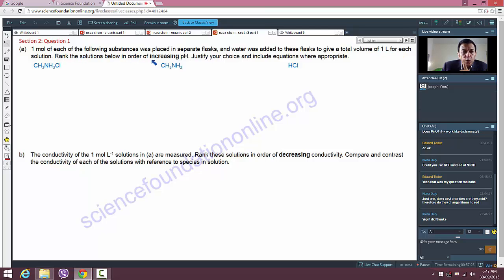Rank the solutions below in order of increasing pH. Now make sure you give it in the correct order. It's easy to do it all correctly, reason it out and give it in order of decreasing pH. They want it here in increasing pH. Justify your choice so you didn't just guess it, and include equations where appropriate.